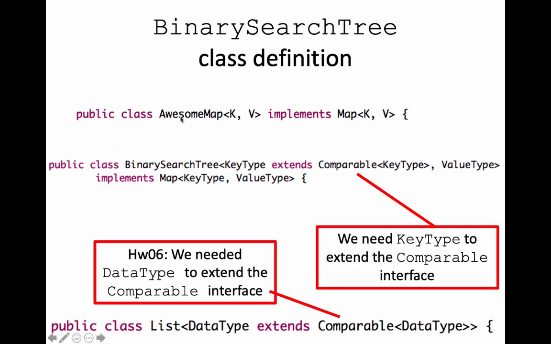So we just talked through this in the example of AwesomeMap, but in this homework assignment, we're going to be using BinarySearchTree where KeyType extends Comparable<KeyType>. And that was just like how in the list class, we needed DataType to extend Comparable.